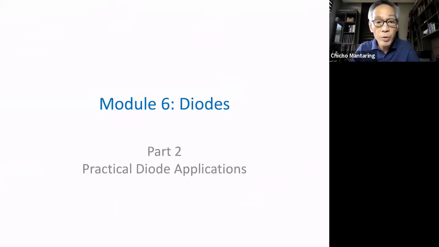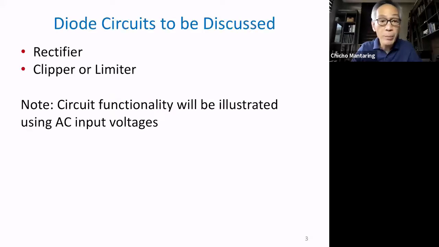So this is part 2 of your module on diodes, where we're going to take up practical diode applications. We're actually only going to take up 2 types of circuits. So these are your rectifier circuits and your clipper, or what we call your limiter circuits. Itong dalawa lang, no? You're going to take up many more diode circuits in your future courses.